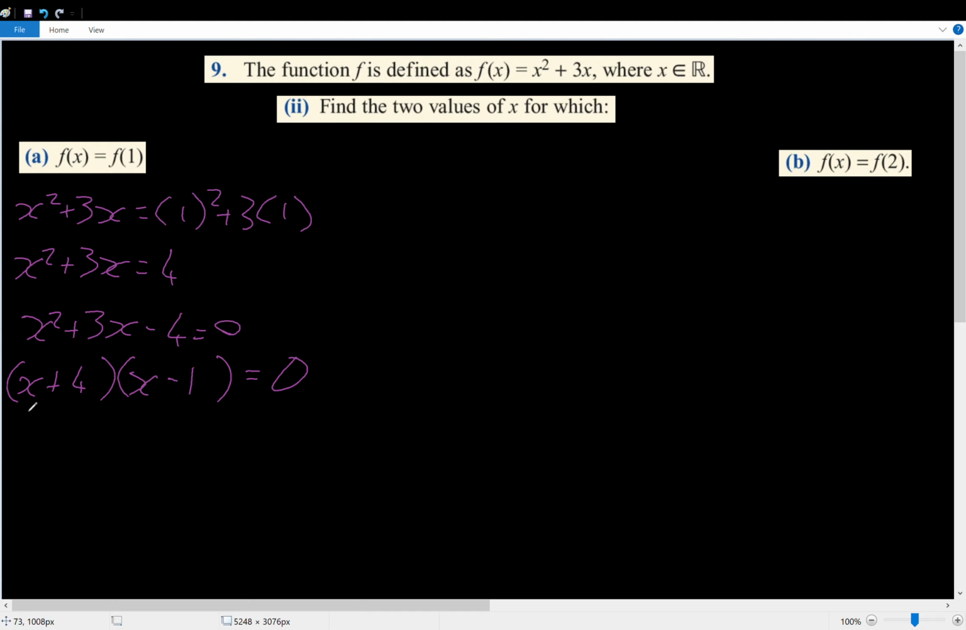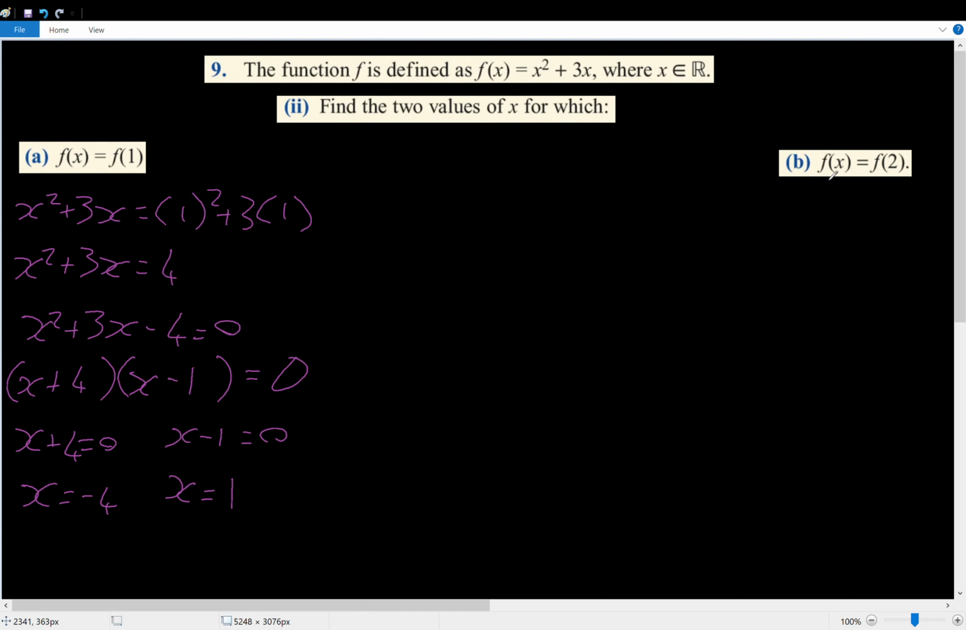And now we're going to take each of these brackets separately. So x plus 4 and x minus 1. And we're going to set them both equal to 0, and we're going to solve them from that. So we're going to get x equals minus 4 and x equals 1. So that's that one. Now let's take a look at part B.